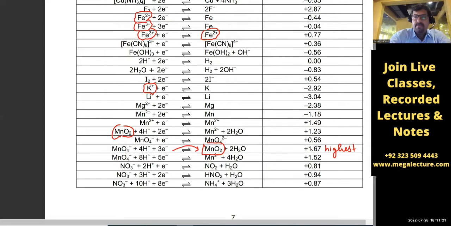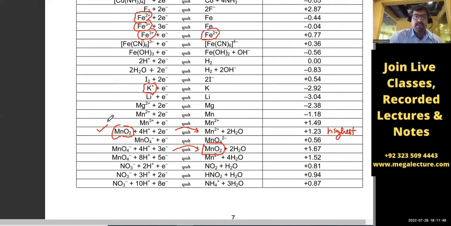So I'm going to remove that as well. If I remove that, which one is the highest? I think it's 1.23. That's the highest. So that one is the highest, and that is fine. So that means MnO2 gains electrons. And I'm going to copy this equation. I figured out who gains electrons.